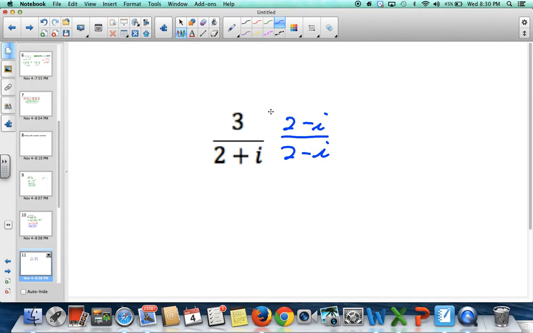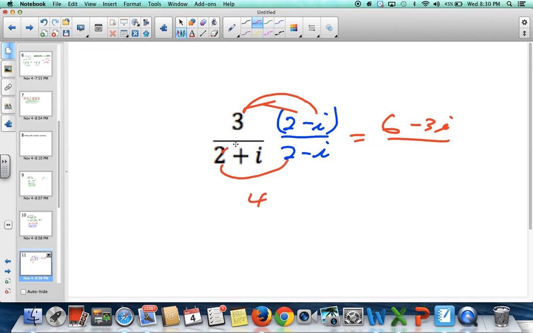So the top of the fraction is basically just multiplying 3 into both of those numbers. 3 times 2, that's going to be 6, minus 3i on the top. And the bottom is going to be 2 times 2, that's 4. Then I got minus 2i and then plus 2i and then minus i squared. So that's going to be 4, and then these guys are going to cancel. Minus i squared is negative 1, so minus negative 1 is plus 1. So the bottom of my fraction is 5.